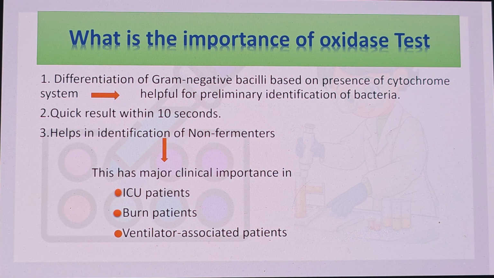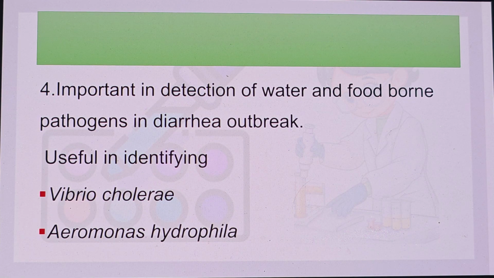What is the importance of oxidase test? Differentiation of gram-negative bacilli based on presence of cytochrome system, helpful for preliminary identification of bacteria. It gives quick result within 10 seconds. Helps in identification of non-fermenters. This has major clinical importance in ICU patient, burn patient and ventilator associated patients. Important in detection of water and foodborne pathogens in diarrhea outbreak. Useful in identification of Vibrio cholerae and Aeromonas hydrophila.